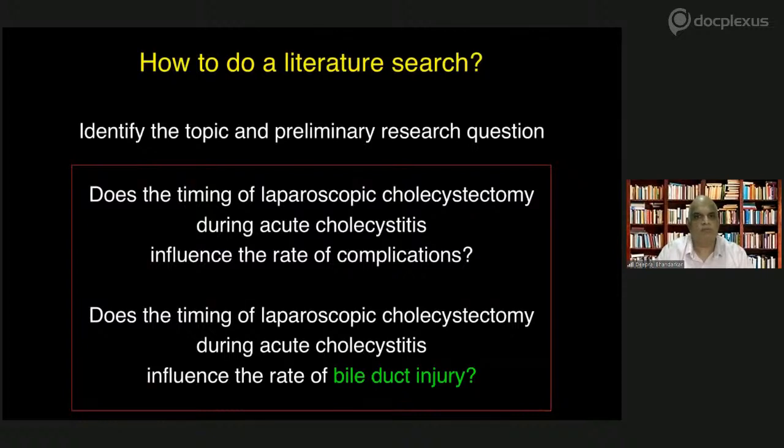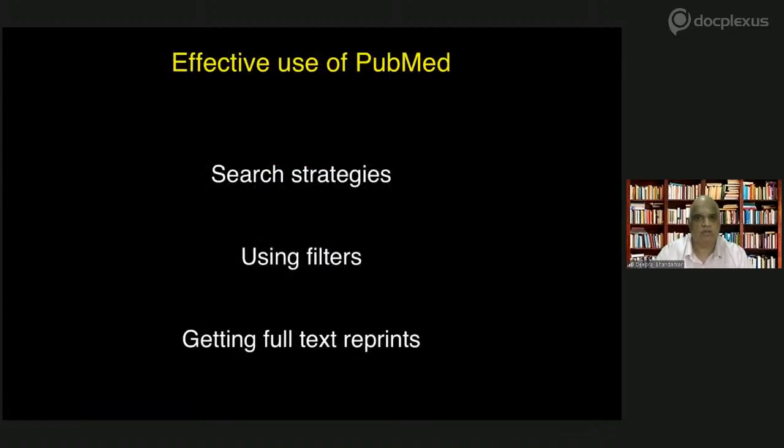Complications is a broad word. Do we really mean, does it affect or influence the rate of bile duct injury? That may be more pertinent, and that may be easier to search.